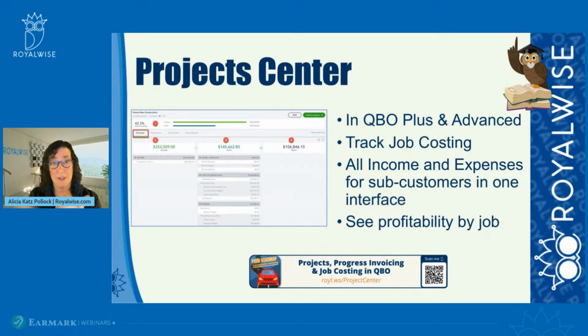So like Hemant, this is one of the answers to your questions. The project center is in QBO Plus and Advanced, and it's where you can track all of your job costing and your job profitability in a whole graphical dashboard with built-in reports. All of the expenses and income for one sub-customer are all together in one place. You can see your profitability by job. You can job cost your labor.